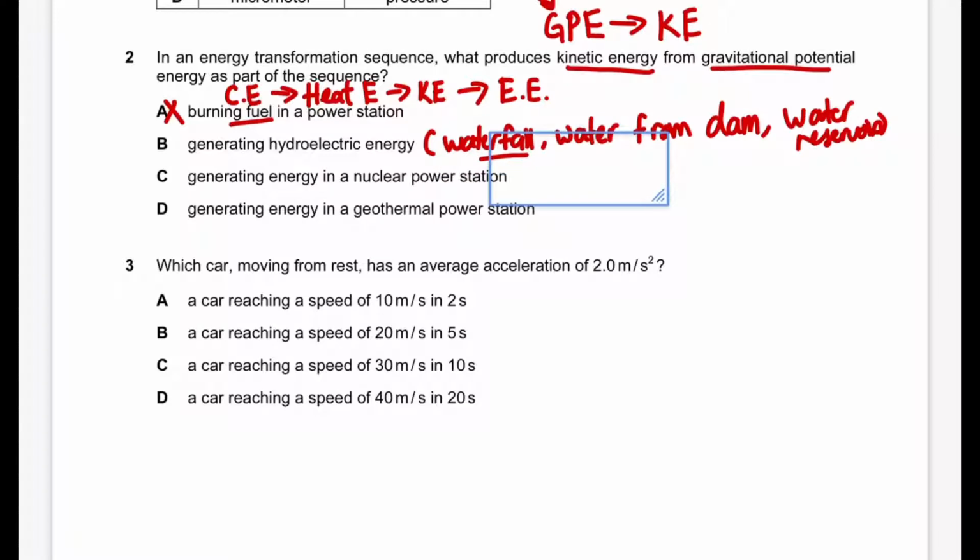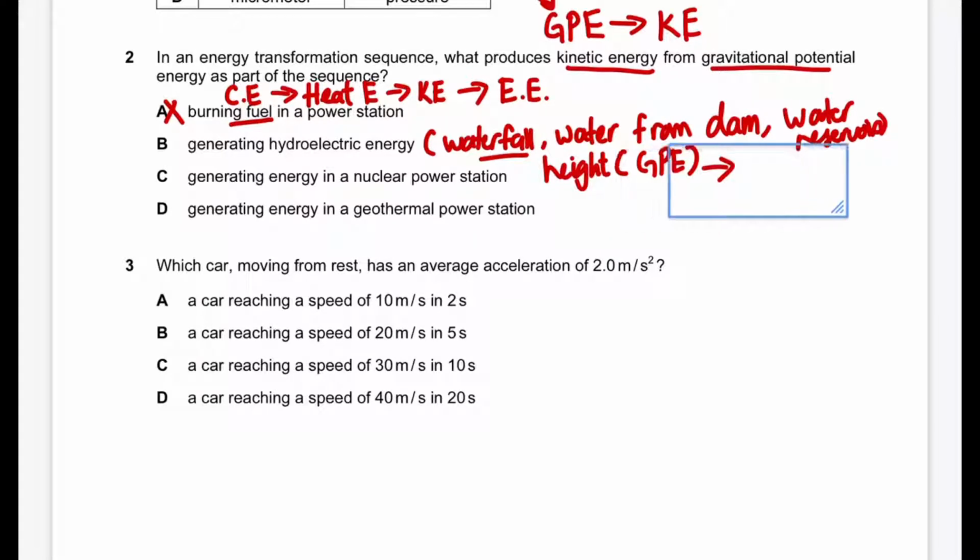So from a height, this is usually in the form of gravitational potential energy. The water then falls onto the turbine, which will then be used to convert to electricity. The turning of the turbine is in the form of kinetic energy, which will be later converted to electrical energy. Option B matches what we are looking for. But for now, let us go through everything just to be sure.